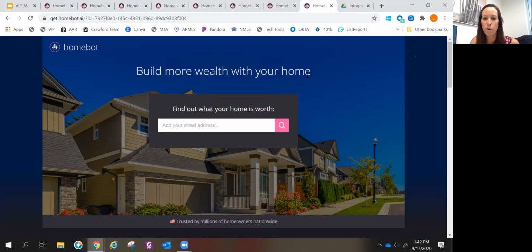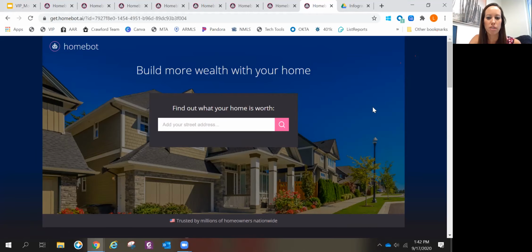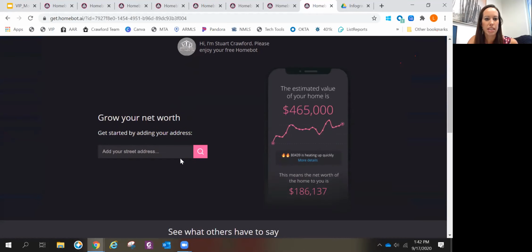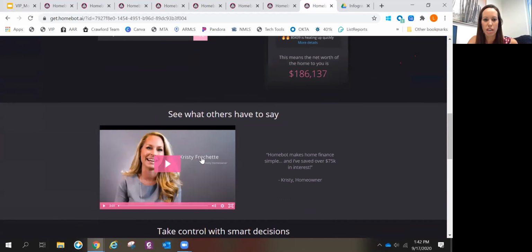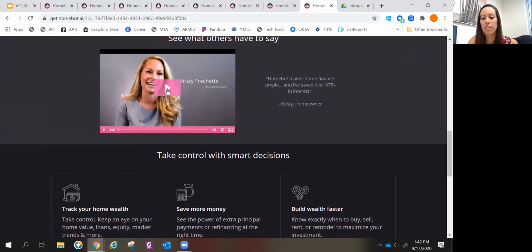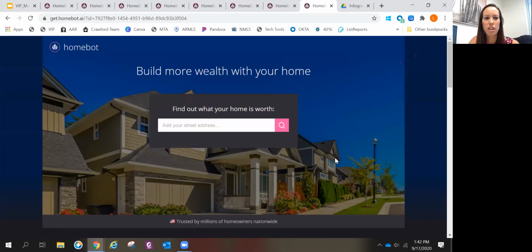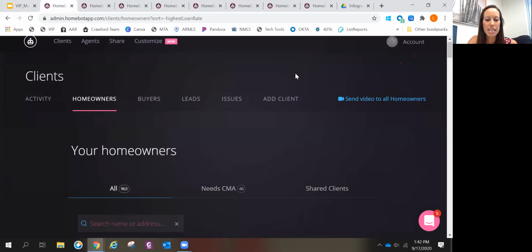But it says build more wealth with your home, find out what your home's worth. So all they have to do is put in their street address and they'll come into your Homebot as a lead. It'll pull all their data automatically and send them their reports. And then here it'll have your branding. And yeah, they can grow their net worth by adding your address. There's also a little video here that explains to them what Homebot is. It has some of the features of Homebot and then again, all your branding at the bottom. So that's what your personal URL page would look like, which is amazing.